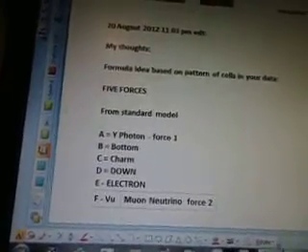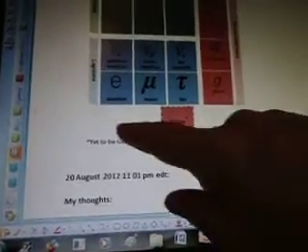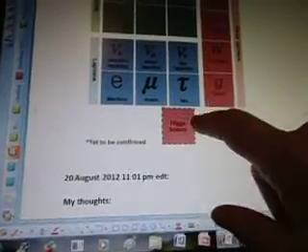August 20th, 2012. My thoughts. Formula idea based on pattern of cells in your data. 5 forces. So what I'm going to do is show you what I think the next 5 Higgs boson particles are that are missing from your graph here. I'm not sure where they go. If they go under here, there'd be 1, 2, 3, and then the Higgs boson is supposed to go over here. And then the 5th one would probably go underneath the Higgs boson. That's just a guess, okay?